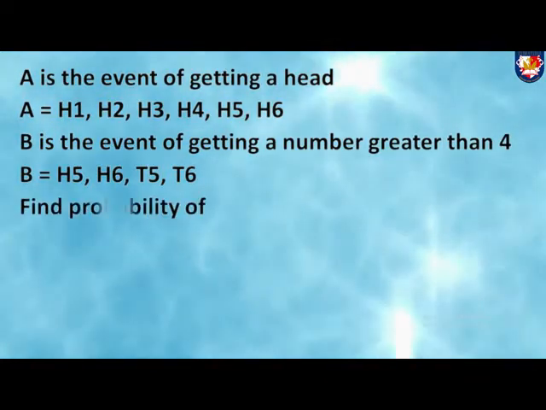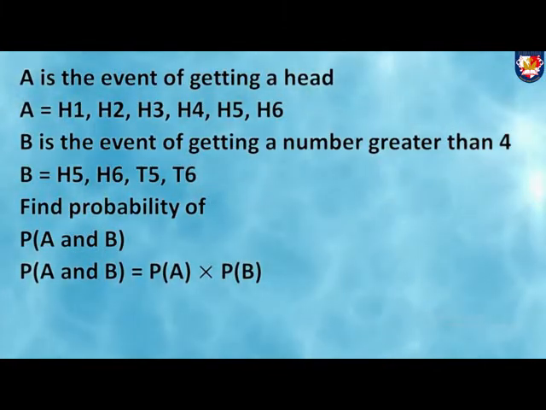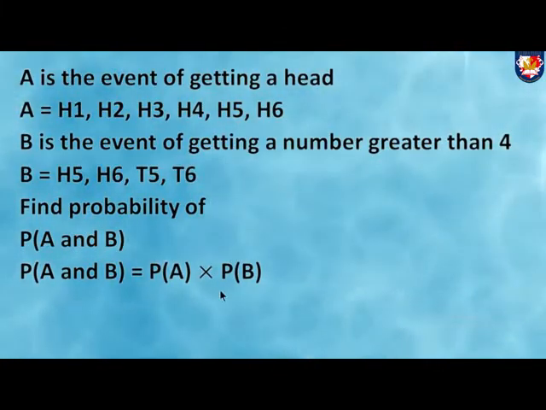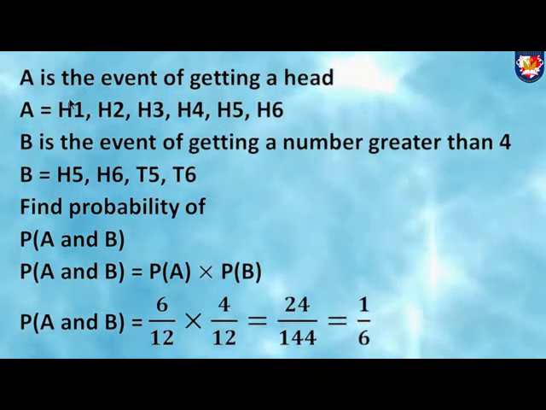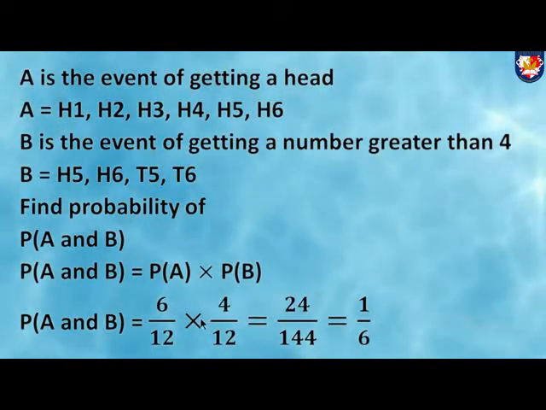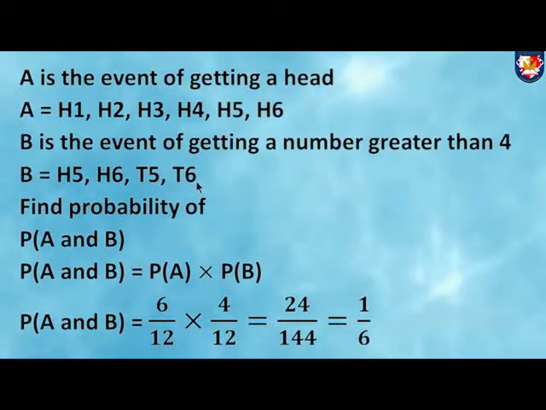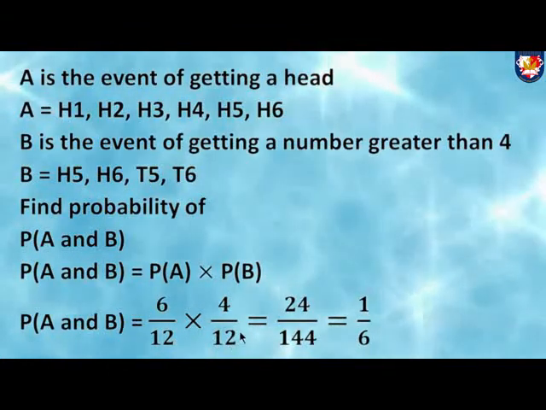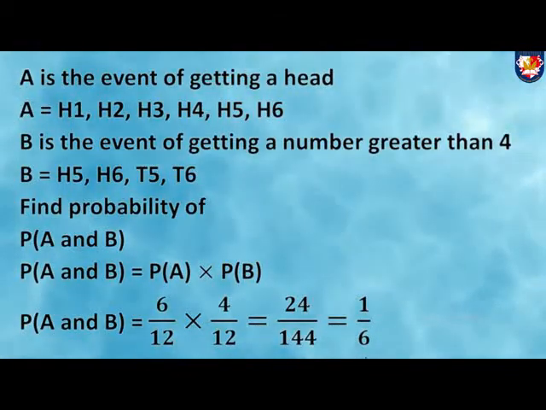So the probability of A and B is the product of probability A and probability B. The probability of A is 6 over 12 because there are 6 favorable outcomes and 12 total outcomes, multiplied by 4 over 12, the probability of B, as there are 4 favorable outcomes for B and 12 total outcomes. So the probability of A and B is equal to 1 over 6.